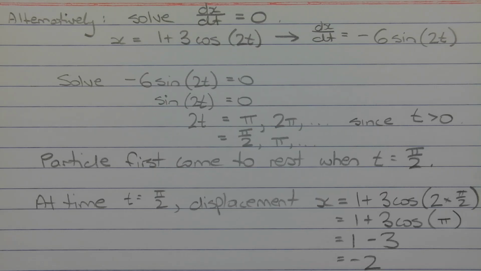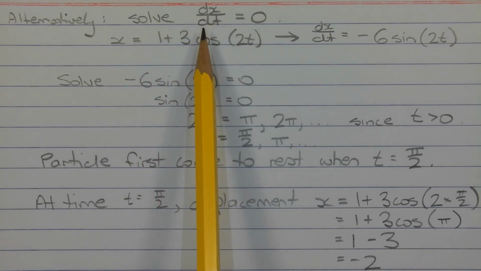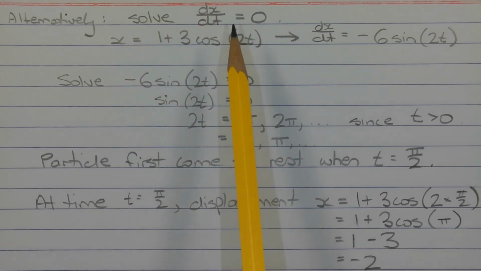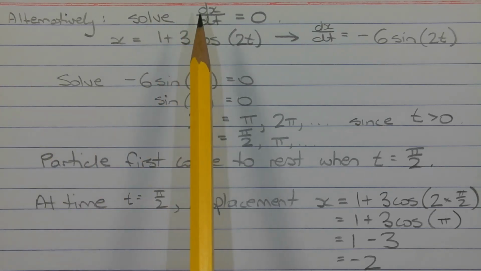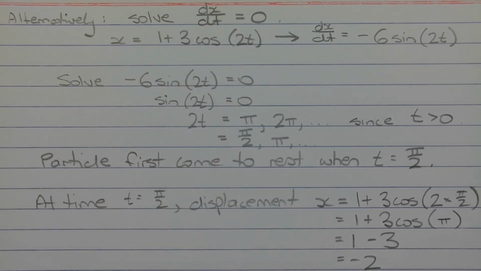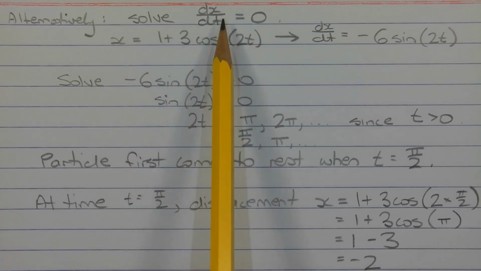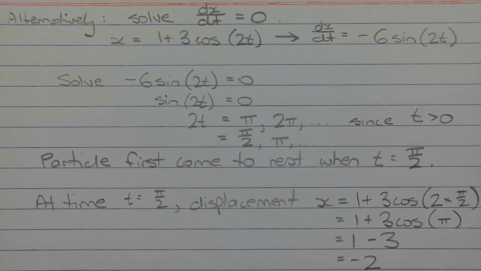Using a calculus-based approach, we want to solve dx/dt equals 0. Now, x represents the displacement of the particle with respect to time t. So dx/dt represents the rate of change of the displacement of the particle with respect to time t. In other words, the velocity of the particle. So what we're solving here is velocity equals 0.